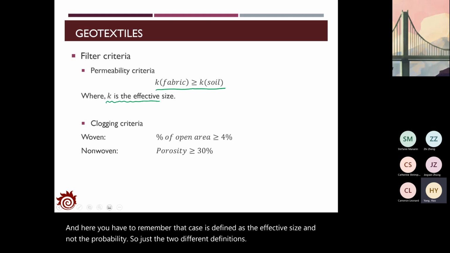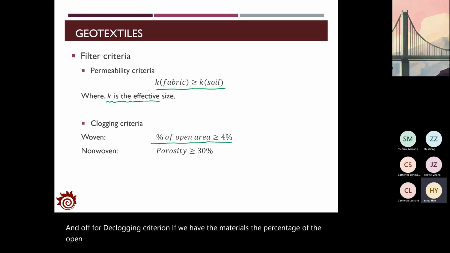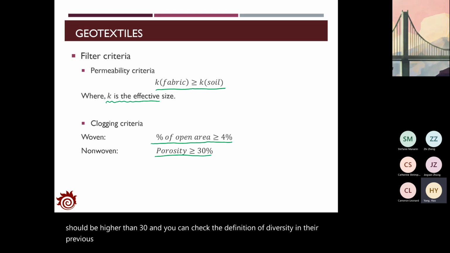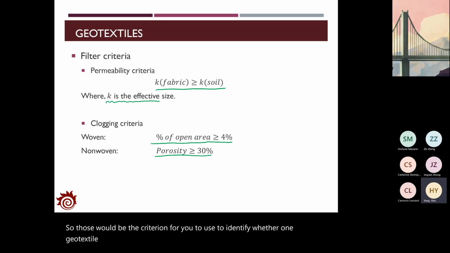And for the clogging criterion, if we have woven materials, the percentage of open area should be larger than 4%. And for non-woven material, the porosity should be higher than 30%. And you can check the definition of the porosity in the previous slides. So those would be the criteria for you to use to identify whether one geotextile is appropriate as a filtering material, and also definitely this one is related to the property of the soil.